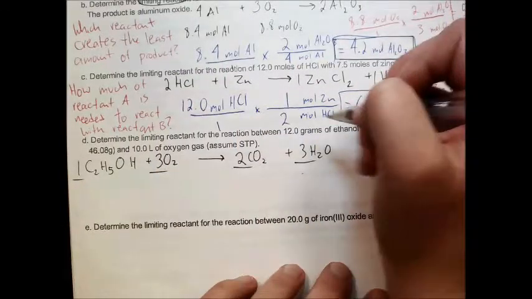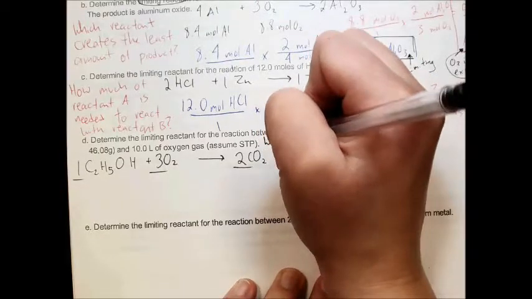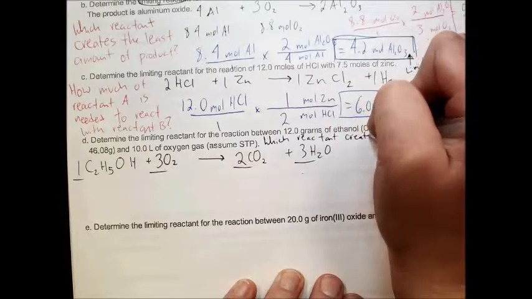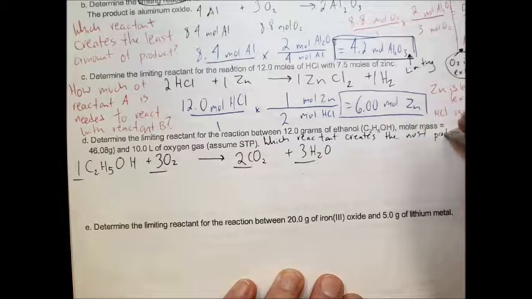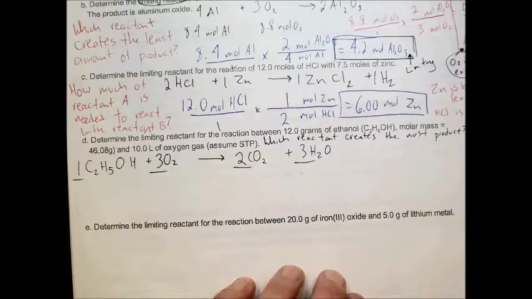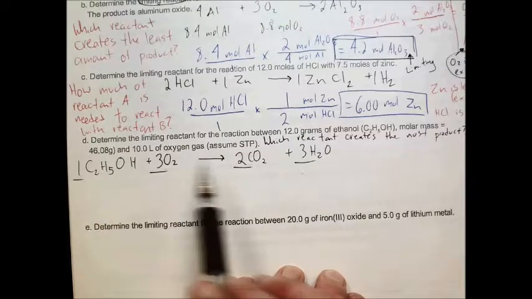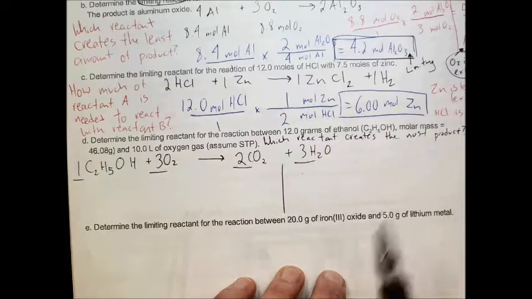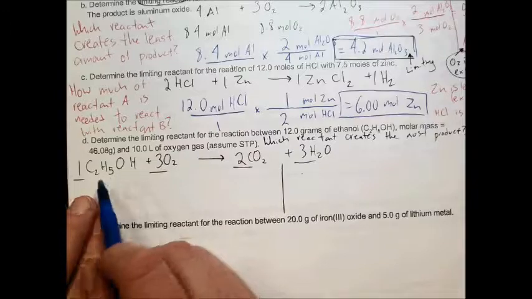So, our question that we're going to use to frame how we solve this is, which reactant creates the most product? And it's up to you which product you want to use. I'm going to just say CO2. So we're going to say which reactant, either this or this, creates the most CO2. So I'm going to draw a line down the middle, and I'm going to do 2 different stoichiometry calculations. First, I'm going to start with my ethanol.